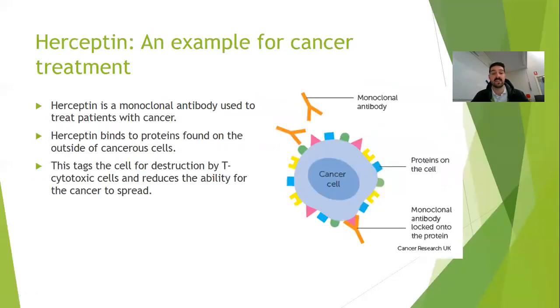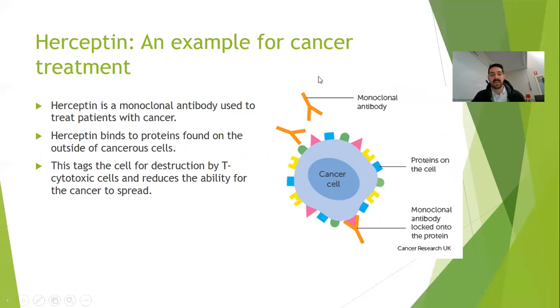So Herceptin is an example. This is the name of one that's actually produced in the real world. It's just an example of a monoclonal antibody. So it would have gone through the same process where there was a mouse or whatever animal they've used, and they've injected it with a particular antigen. It's made antibodies, and we then extracted the antibodies.